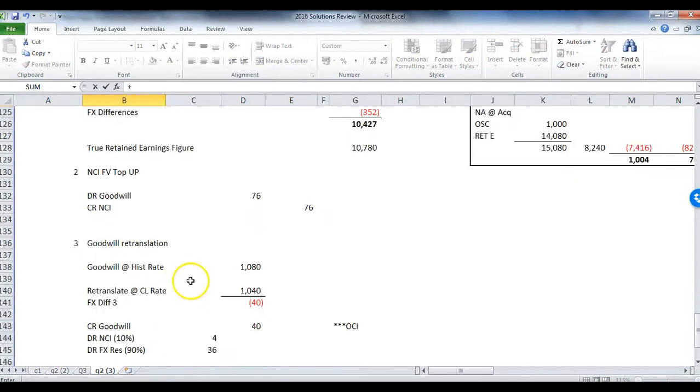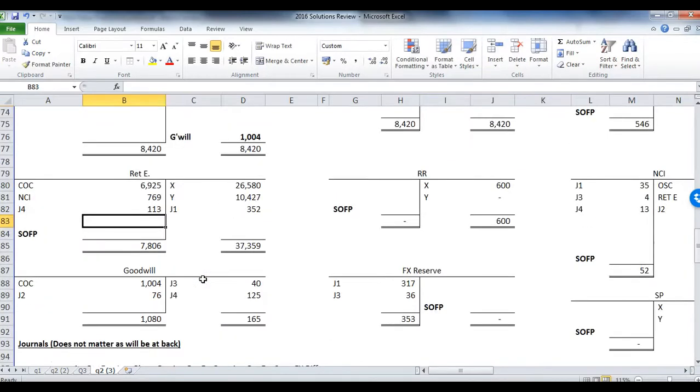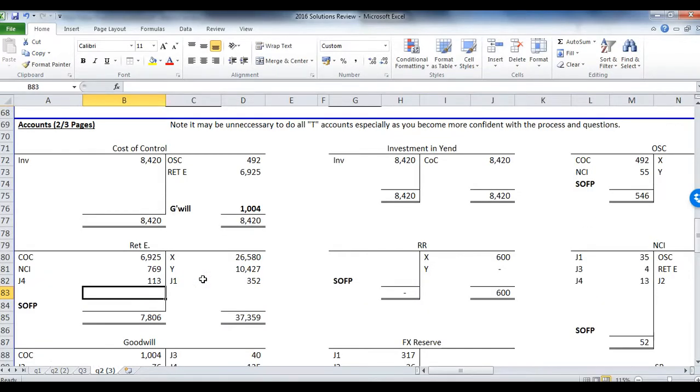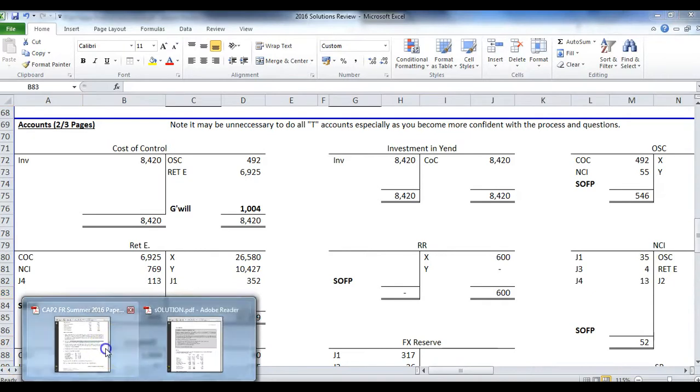So you can see it is very neat, and it's very easy to follow for the examiner. If you take this structured approach, they can see where your journal entries are coming from, and they can map that back to where actually you're putting it on the T account. Okay, so that's another adjustment done.